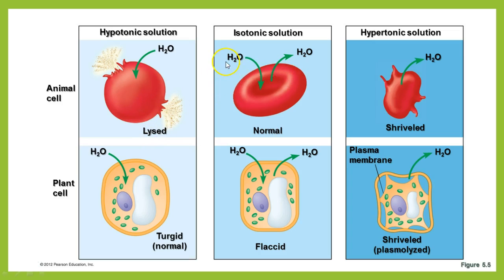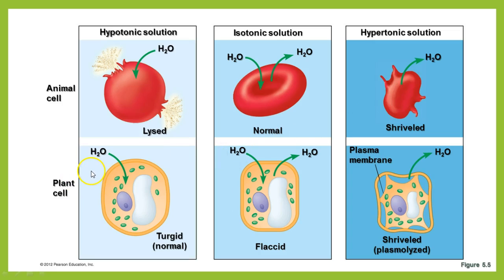In an isotonic solution, water is going to move into and out of the cell equally, so it's going to be in a normal situation, and the cell is going to have its normal shape and size. If you put that cell in a hypertonic solution, there are more dissolved solutes outside the cell than in, which means the free water is going to move from inside the cell to outside, and that's going to cause the cell to shrivel or shrink.